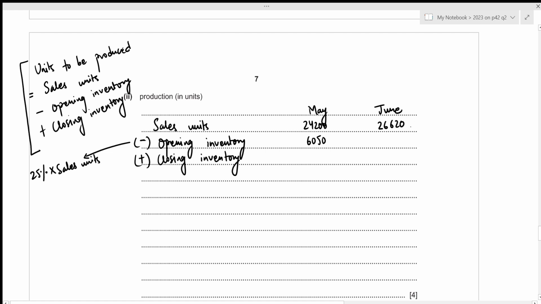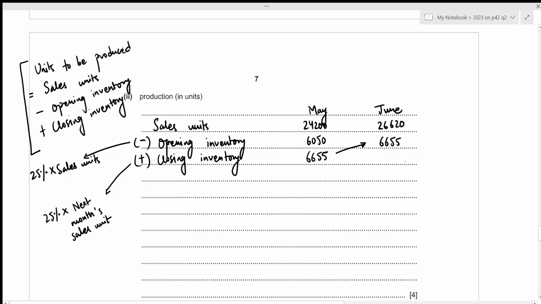If you repeat the same process for the month of June, that will be 25% times 26,620, which results in the value of 6,655. Now for the closing inventory, that's going to be 25% times next month's sales units. So for the closing inventory in the month of May, that is just going to be 26,620 times 25%, which again results in 6,655. And this is as expected because the closing inventory of this month will be the opening inventory of the next month.